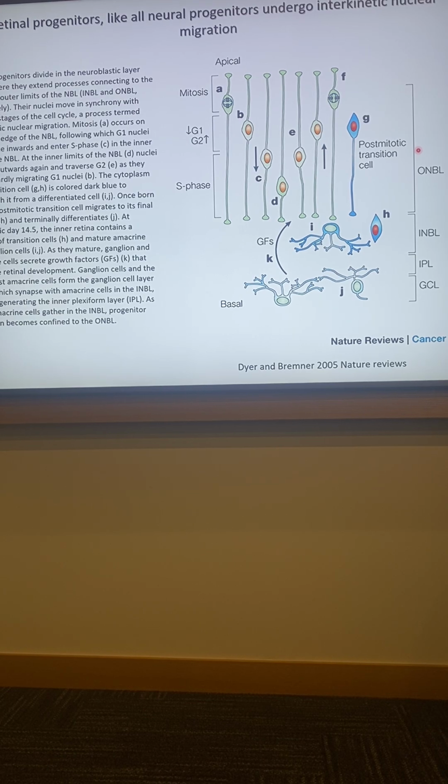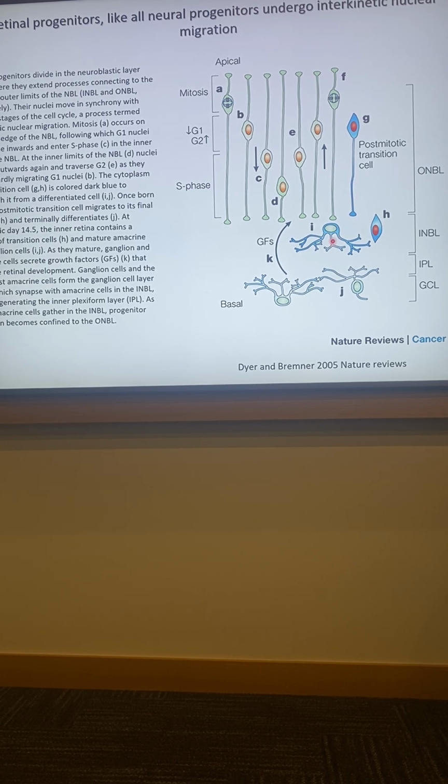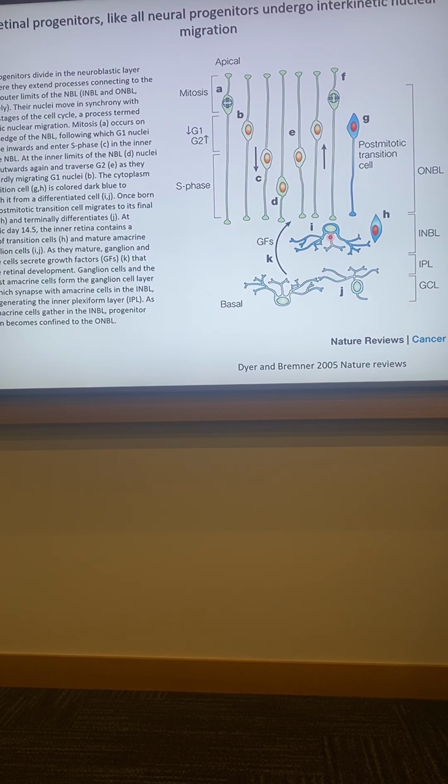Same information in a slightly different format from a review from Mike Dyer and Rod Bremner. This goes on in the retina as well, where there's not exactly a well-defined neural tube, but of course the retina is an out-pocketing of the neural tube. Similar things happen, again, interkinetic nuclear migration. And then as the cells differentiate, another thing that we keep going over, typically the first cell type made are large projection neurons. And that's just a theme that's consistent in development. So in the retina, it's ganglion cells.